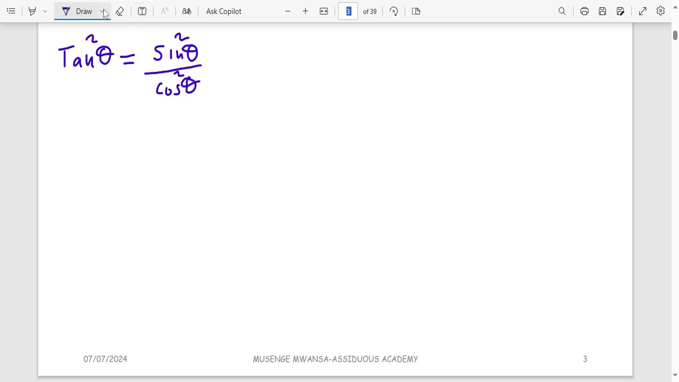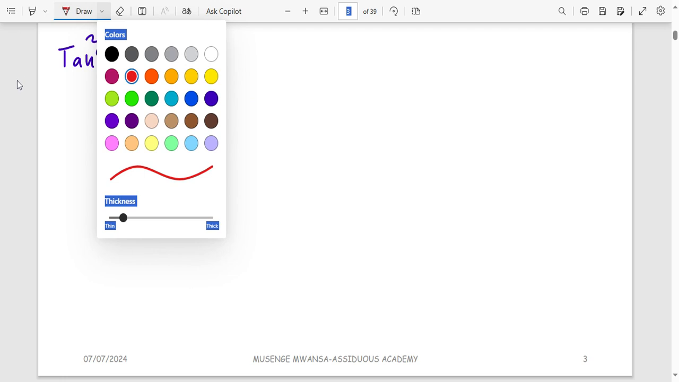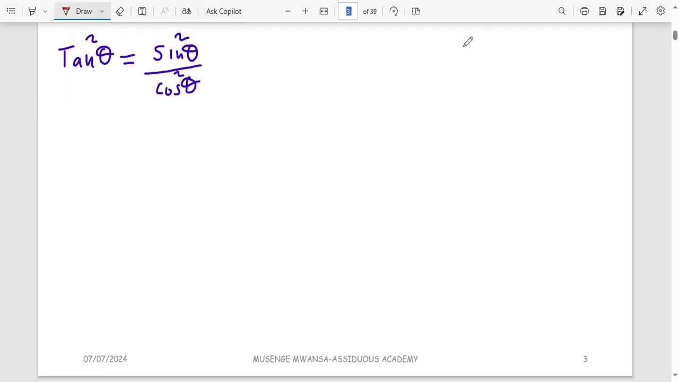But remember from the previous identity that we derived, sin squared theta plus cos squared theta is equal to 1. So I want to make sin squared theta the subject of the formula. It becomes sin squared theta equals 1 minus cos squared theta. And then I'm going to come here, where there is sin squared theta, I'm going to put 1 minus cos squared theta.